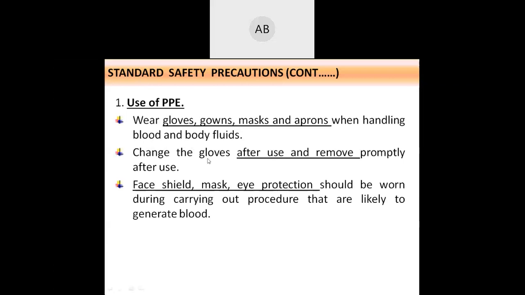The face shield, mask, or eye protection should be worn whenever you are performing procedures, because there is a chance that blood or sometimes body fluids will splash into your eyes. So you have to use the face shield, mask, and goggles.